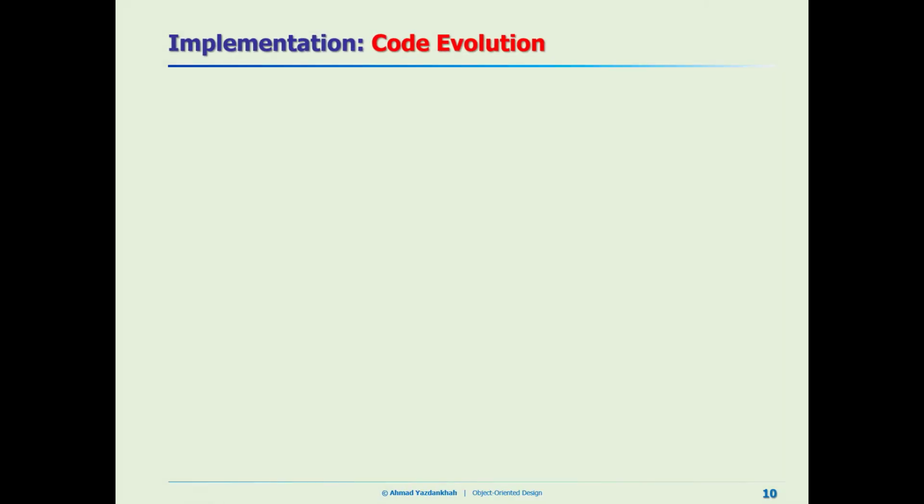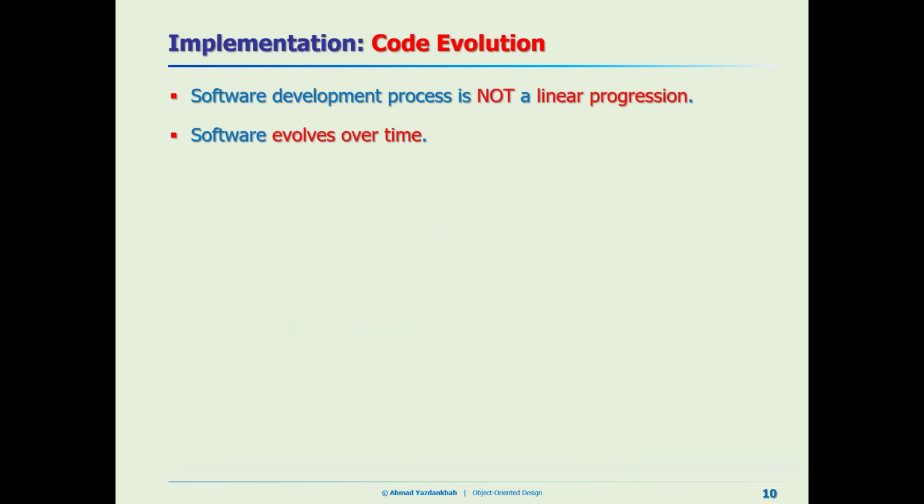Okay, so the other thing that you need to know is coding is not a linear progression. All of these phases that I just talked about during these three lectures, and this is the fourth one, it's not a linear progression. The code will always change. It always evolves over time.